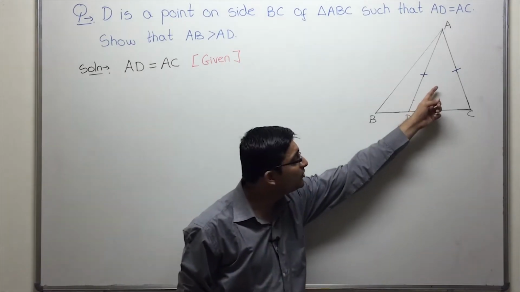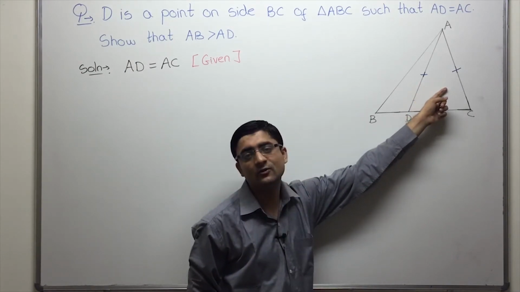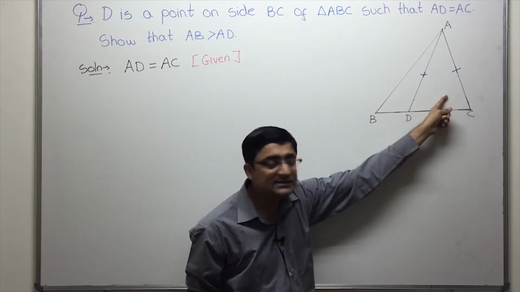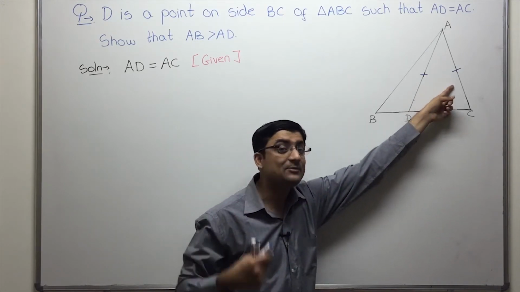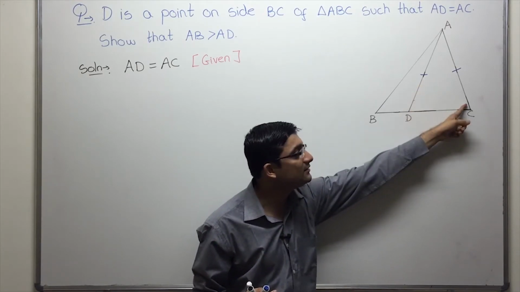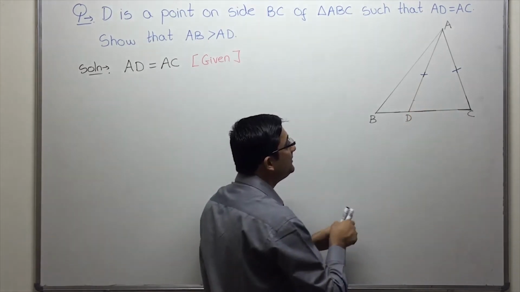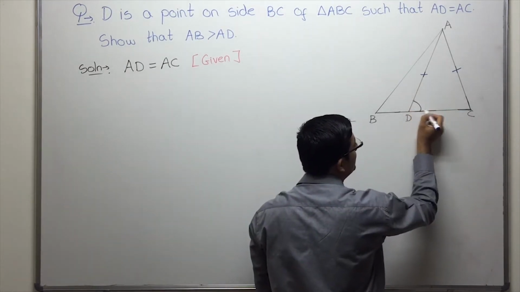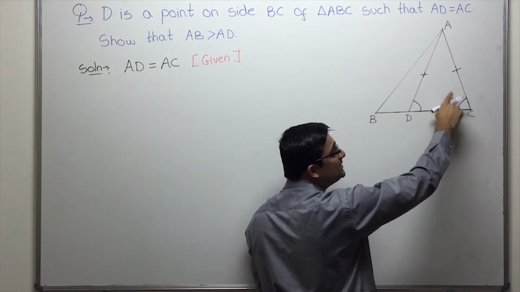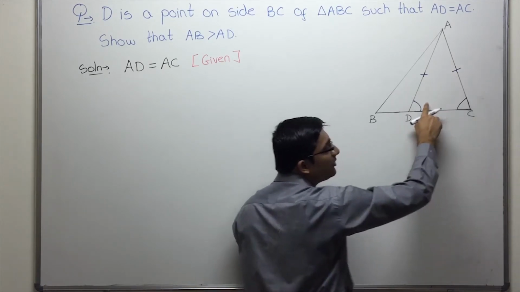Look in the figure. The moment I see a triangle ADC in which two sides are equal, what do we know? Angles opposite to equal sides are equal. So in triangle ADC, AD is equal to AC. That means angles opposite to these sides are also equal. What is the angle opposite to AD? This angle over here. What is the angle opposite to AC? This angle over here. That means these two angles are equal. I repeat, in a triangle, equal angles are there opposite to equal sides. So if AD is equal to AC, angle opposite to AD is equal to angle opposite to AC.